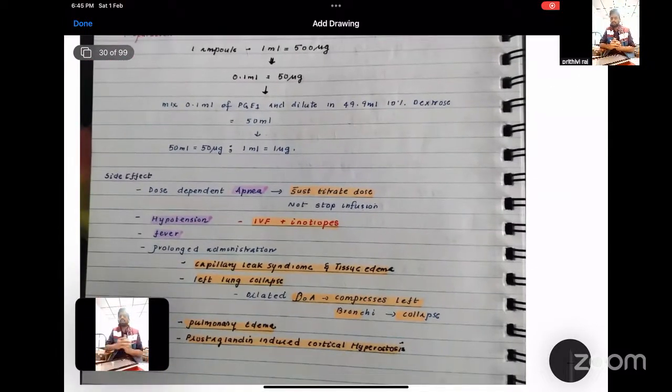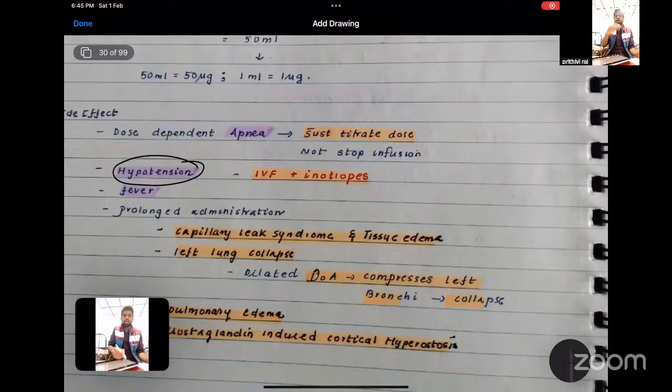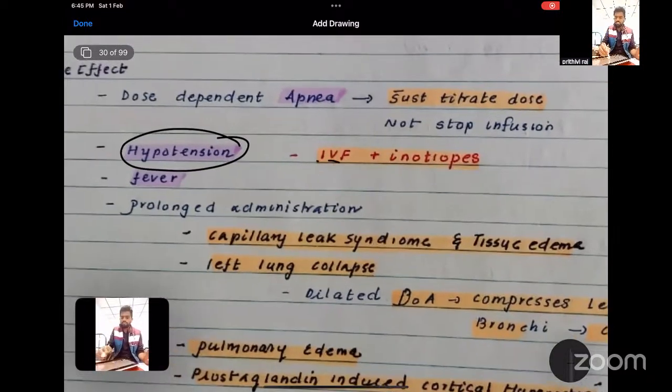What are the side effects? One I already said: because this prostaglandin E1 is not going to act only on the ductus arteriosus, it will also act on the systemic circulation. So there will be systemic vasodilation, and they may present with hypotension. When there is hypotension, always treat it with IV fluids and inotropes.